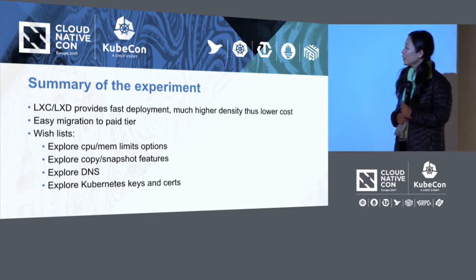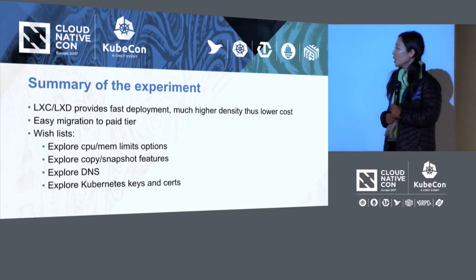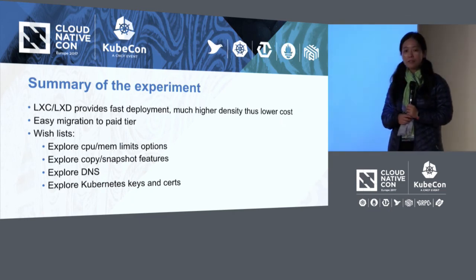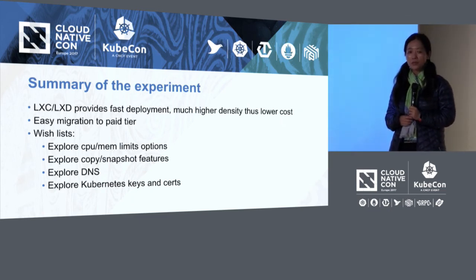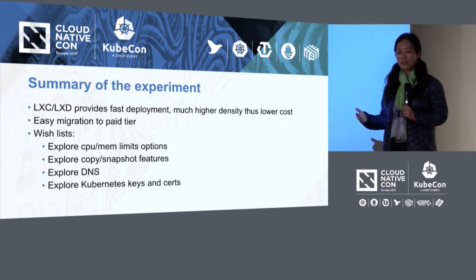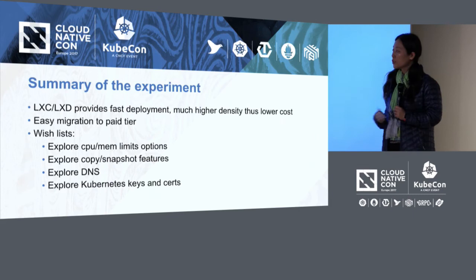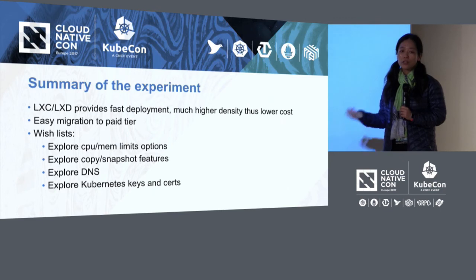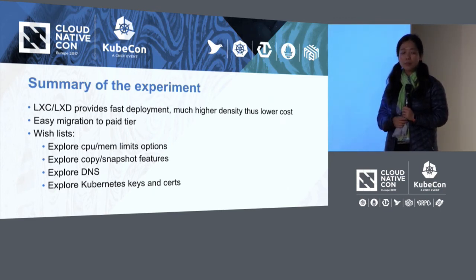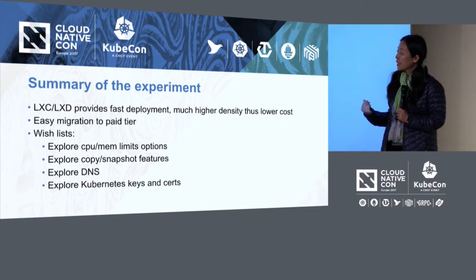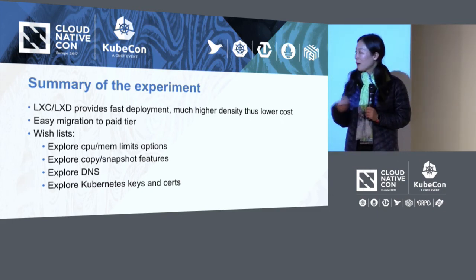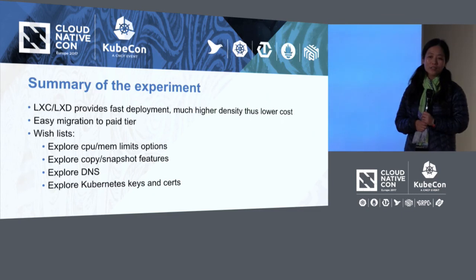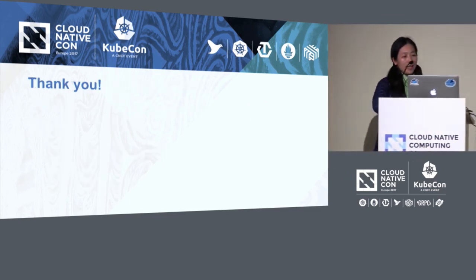So we want to explore the CPU and memory limits we mentioned earlier. LXD also has a snapshot feature and copy feature where you can manage your Linux container much faster, so we thought that was interesting. In our demo, we didn't use DNS for service lookup. We actually used the environment for service lookup in the guestbook. So we would like to try the DNS add-on on Kubernetes. We also want to play a little bit more with keys and certs, and configure that. So I think that's the end.